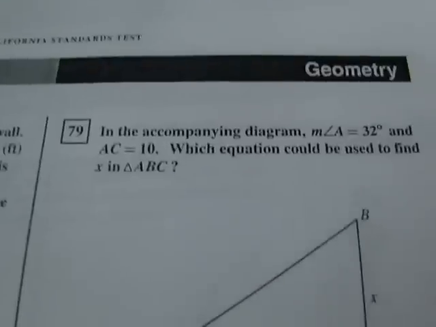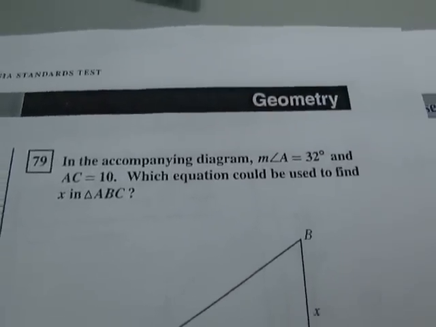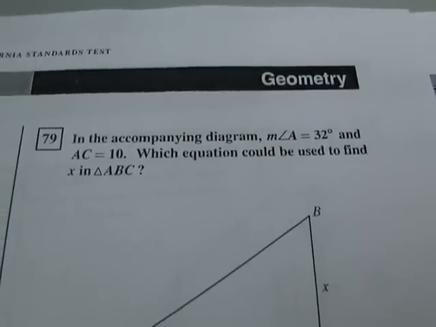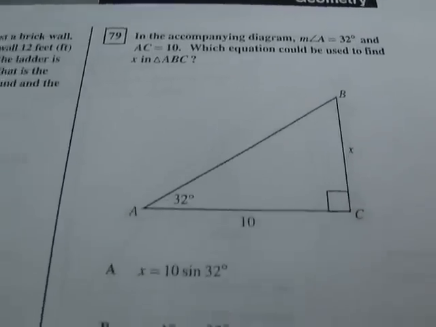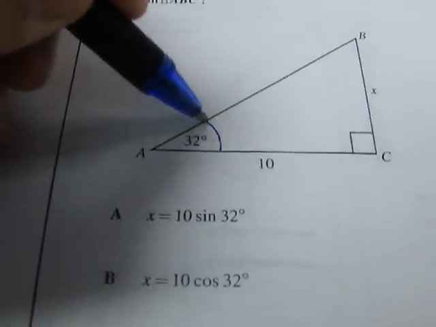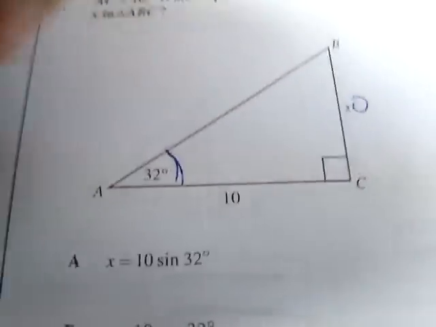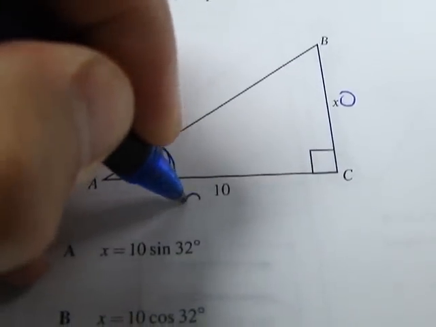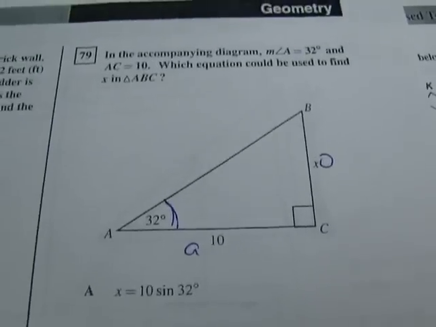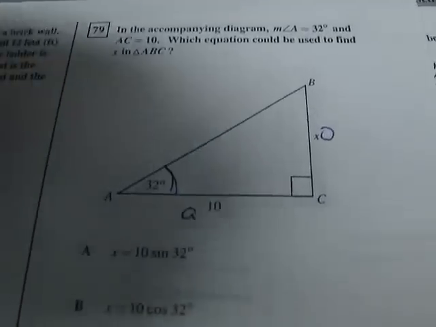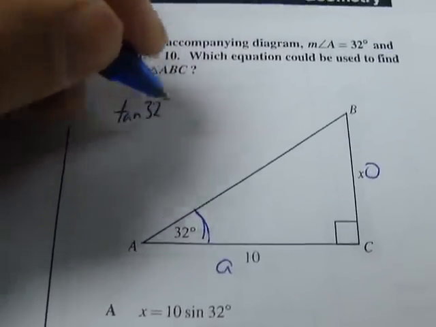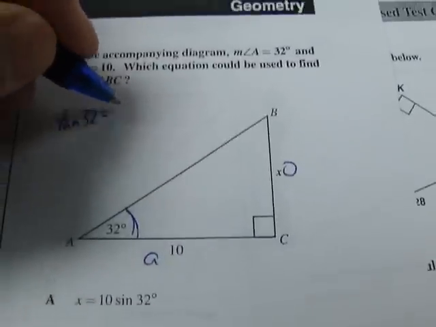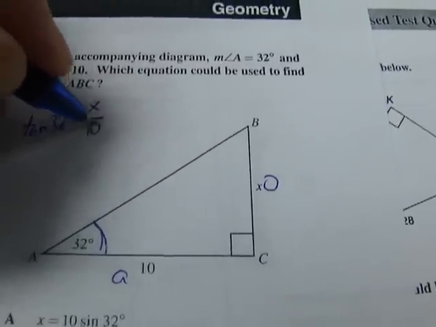So let's look at 79. 79 says, in the accompanied diagram, measure of angle A equals 32 degrees and AC equals 10. Which equation would be used to find X in triangle ABC? Okay, so this is our angle of record. And X here is our opposite, and 10 is our adjacent. So what we've got is an opposite adjacent problem, or a tangent problem. So the first thing I'm going to do is write this problem. It's going to work like this. Tangent of 32 equals X over 10.